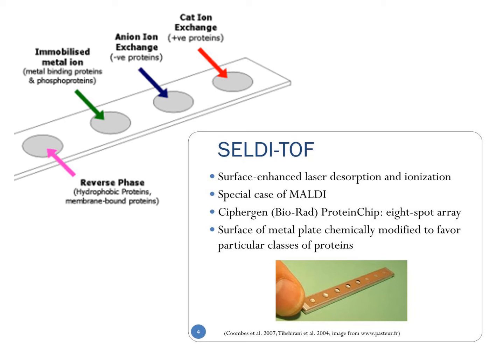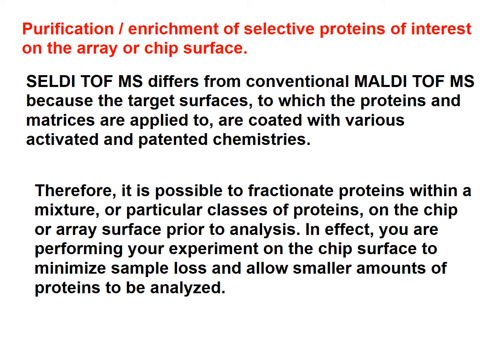Bio-Rad is the company that owns Ciphergen, and here's an 8-spot array. You can imagine you could do multiple spots, even more than 8. And each spot is preferential to the type of proteins that might be in the sample. So you can see right away we've already divided out proteins from a mixture. So we've affinity bound certain proteins with properties, and then we can study those further and figure them out. So selective proteins of interest.